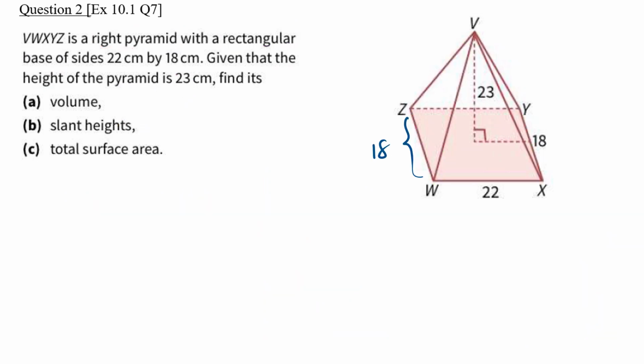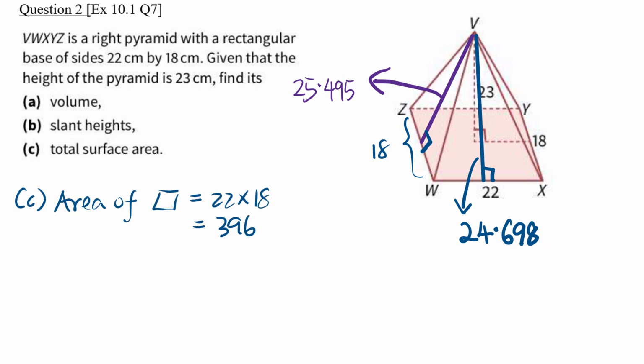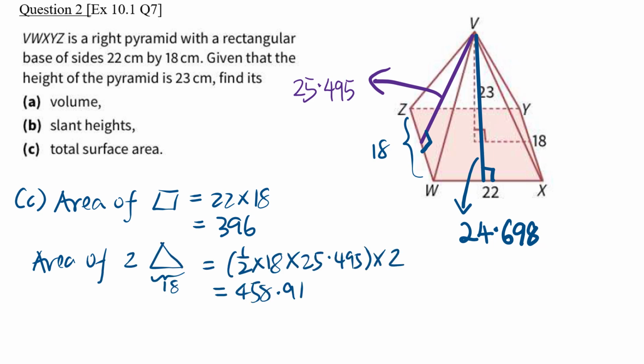Let's look at 2C. For 2C, we are asked to find the total surface area. The total surface area will comprise of the area. We have already found the two slant heights for the triangles, and we will need that to find the area of the triangle. So total surface area comprises the area of the base rectangle, which is length times breadth, 22 times 18, 396. The area of the two triangles with base length 18 is half times 18 times 25.495, then times 2, because two similar ones, as explained earlier, and then the other two.